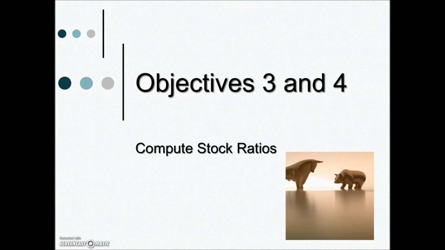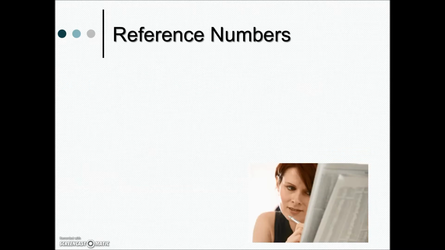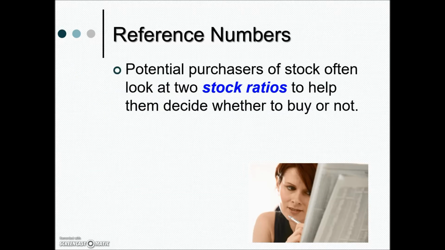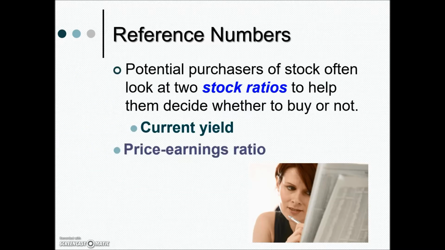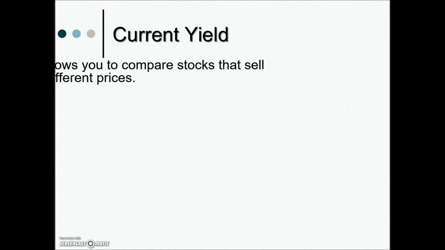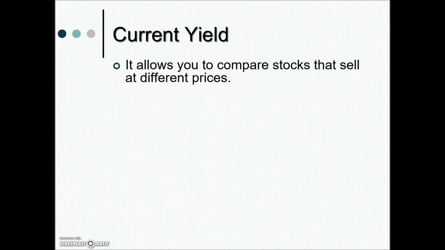There is no certain way of choosing stocks that will go up in price. However, two stock ratios that people commonly look at before buying shares of a company are the current yield and the price earning ratios. Let's look at the current yield. It allows us to compare stocks that sell at different prices.